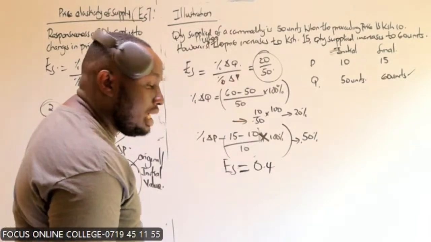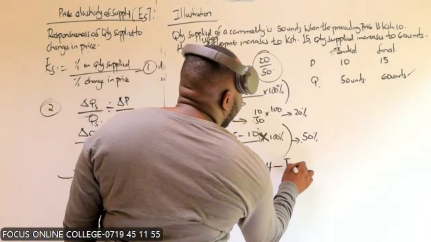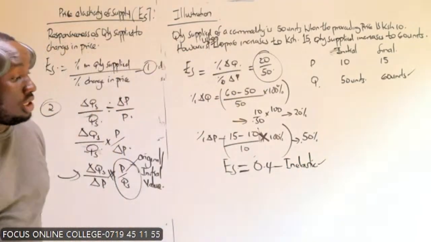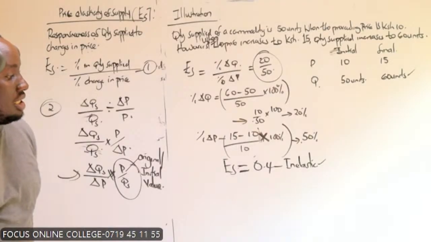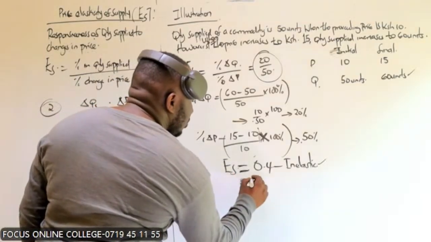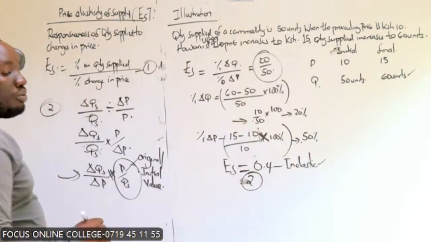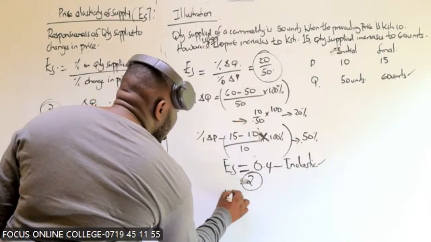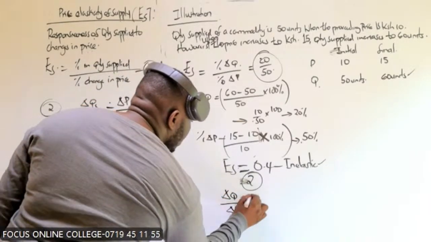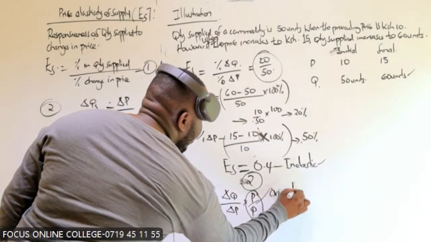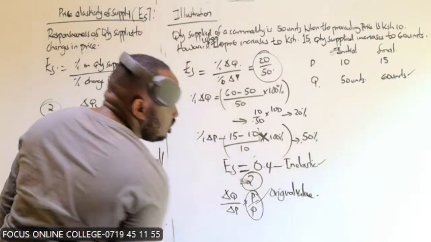But because it's less than 1, this should be what's called inelastic. We use our second formula, we call it formula 2. On that second formula, I basically have change in Q over change in P times P over Q, and understand that these are original values.